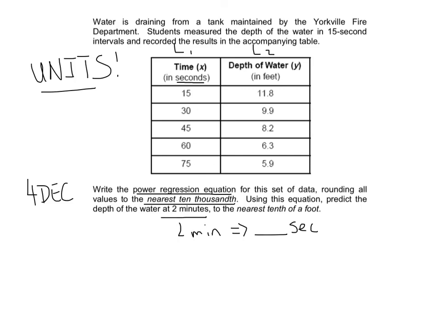So here's what I need from you guys, and we're going to check your notebooks tomorrow. First of all, write that power regression, rounding everything to 4 decimals. And then figure out what to substitute and into what variable. And we're going to figure out what the depth is after 2 minutes. So good luck, and we'll see you tomorrow.